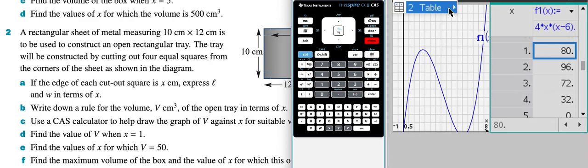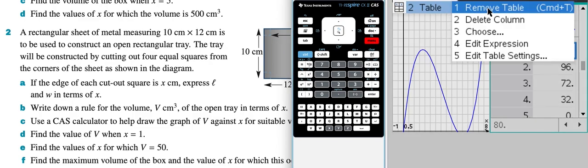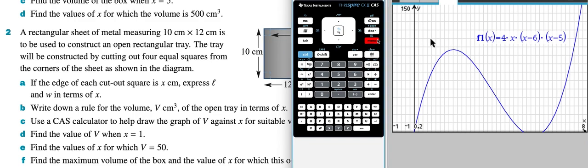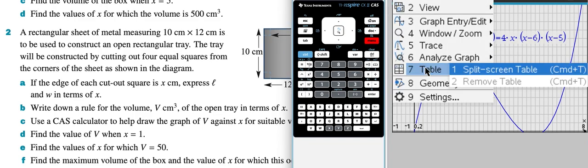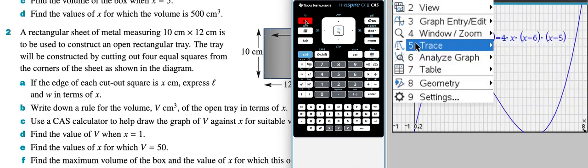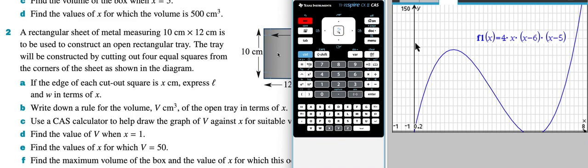I can do menu, remove the table. All right, so it's just a straight menu, right? Table, split screen table. All right, that's what you're after to get that. So I know then v is 80.